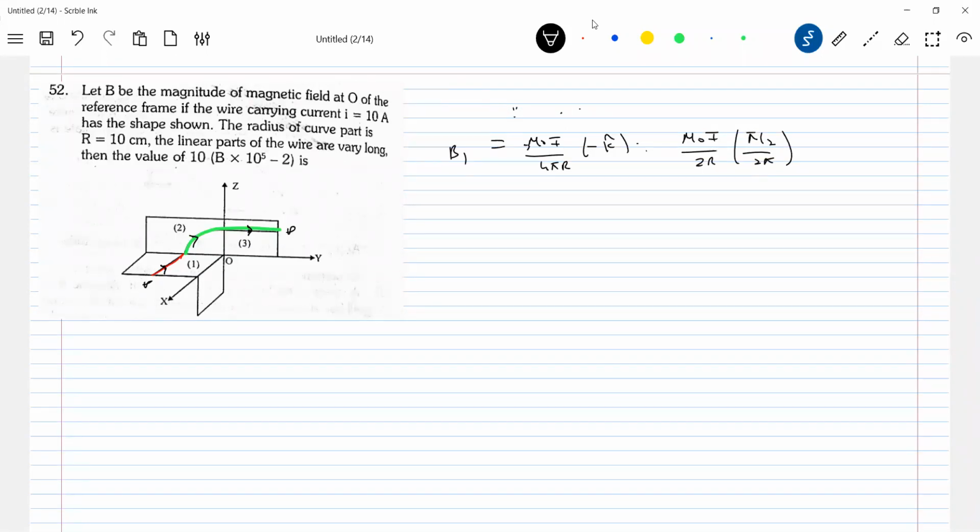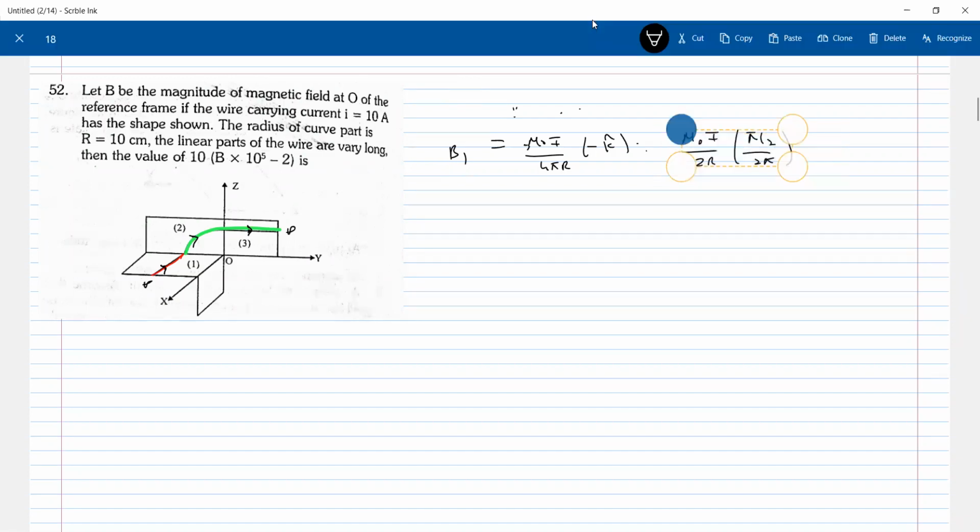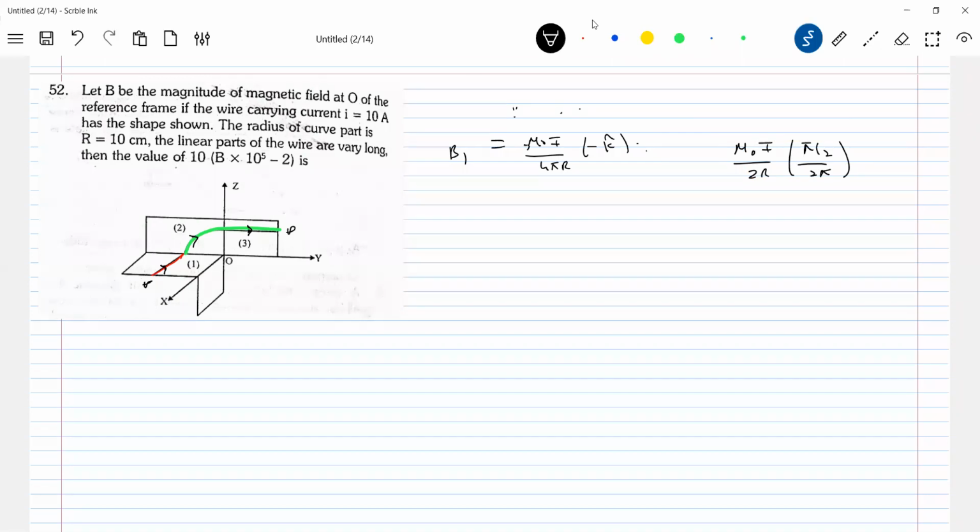This would be B1. Quarter circular arc. So what is the magnitude of that? It will be B2. Next, again, B3. Due to B3, it should be mu naught I over 4 pi r. It should be equal to minus I cap. Now, what is the direction of B2 now?